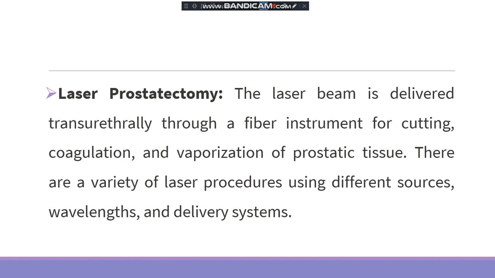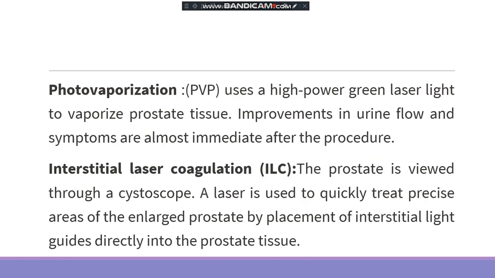So basically, the laser beam is used to remove the prostate tissue through a fiber instrument, and it will be useful for cutting, coagulation, and vaporization of the prostatic tissue. Now, another method is photovaporization, PVP. It uses high power green laser light to vaporize the prostate tissue. Improvement in urine flow and symptoms is almost immediate after the procedure.